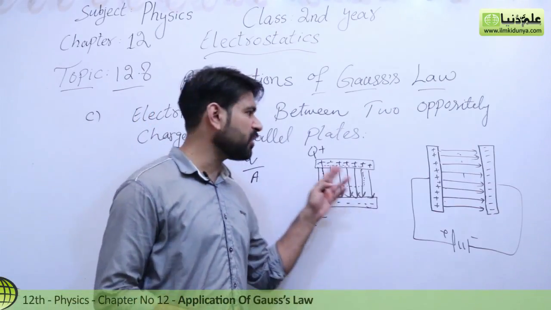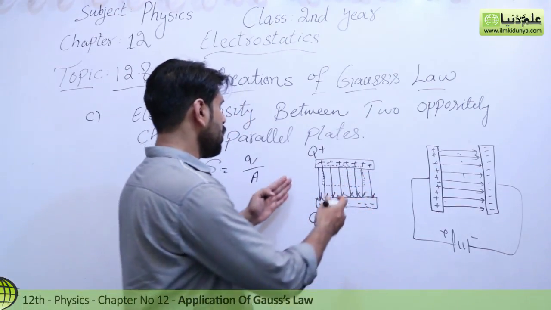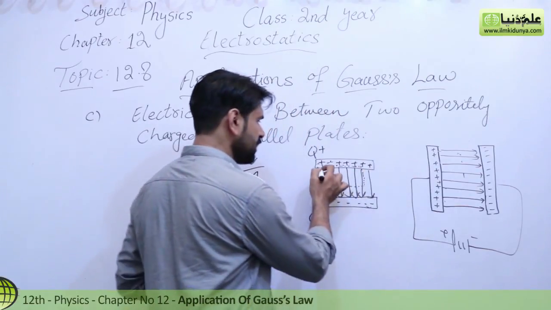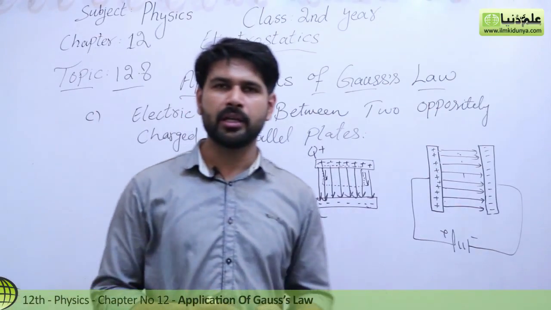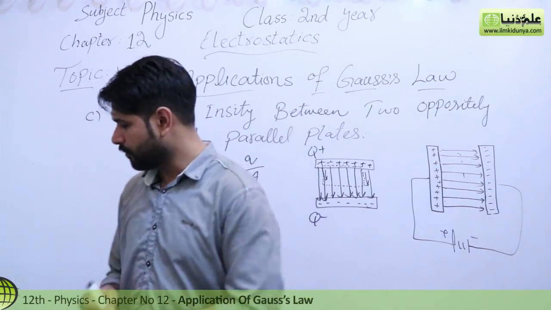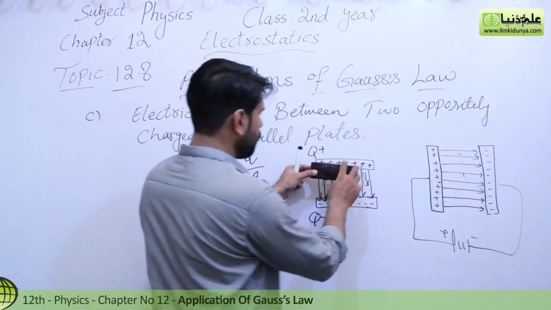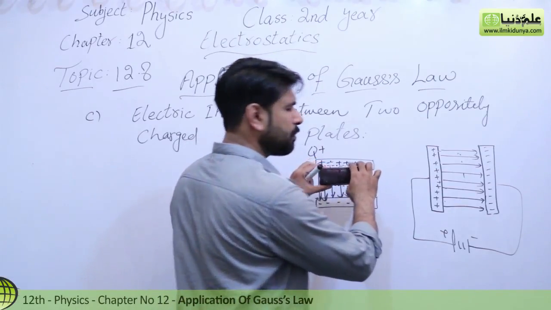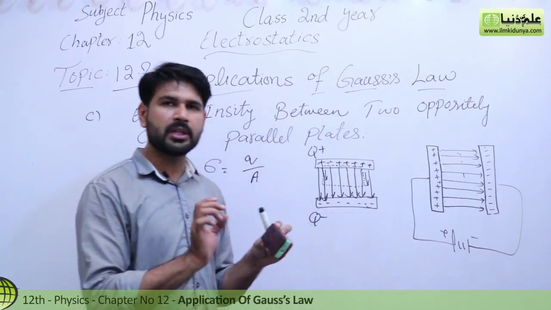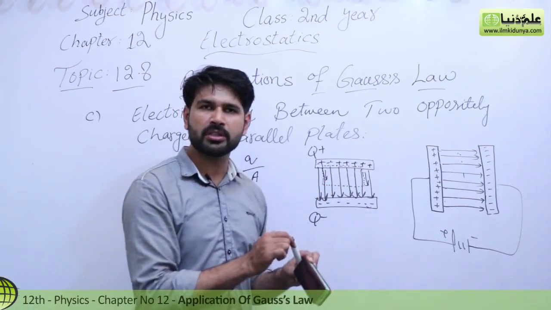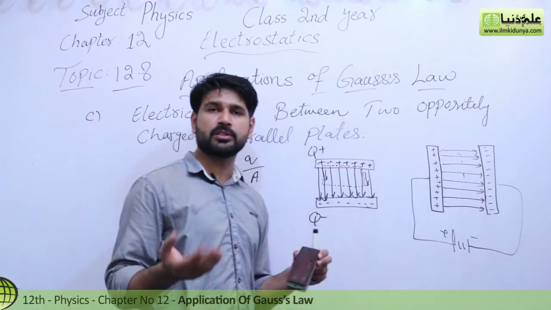Now you can see that the upper portion of this box is inside the conductor, inside the metal plate. So there will be no field inside the upper portion of the box. If I put the box here, the upper portion of the Gaussian closed surface is inside the metal, and the lower portion is below the plate, meaning between the plates.